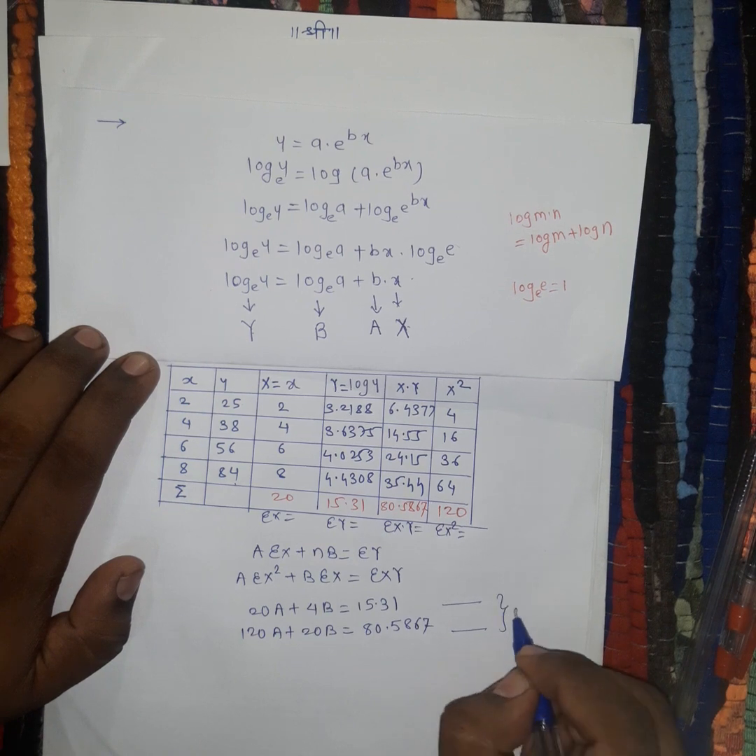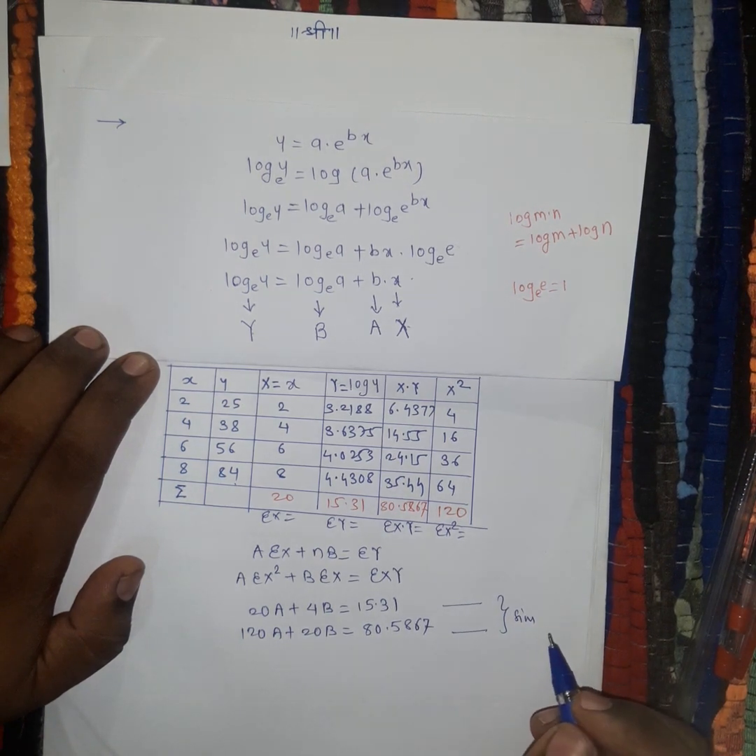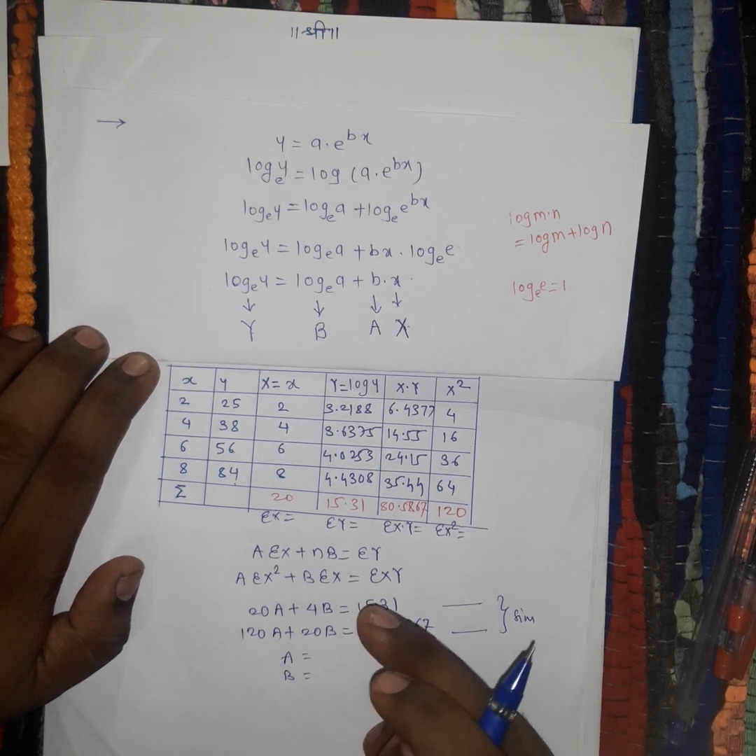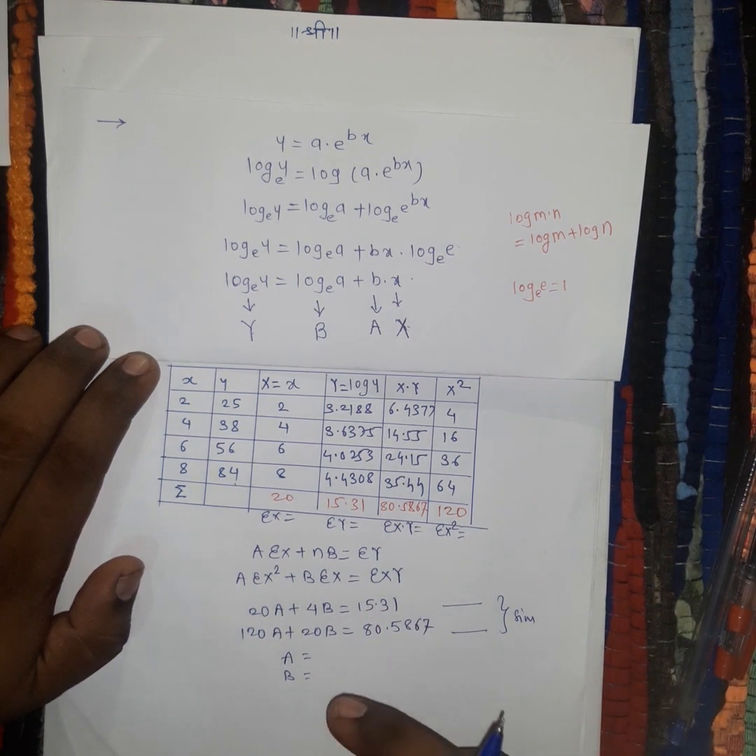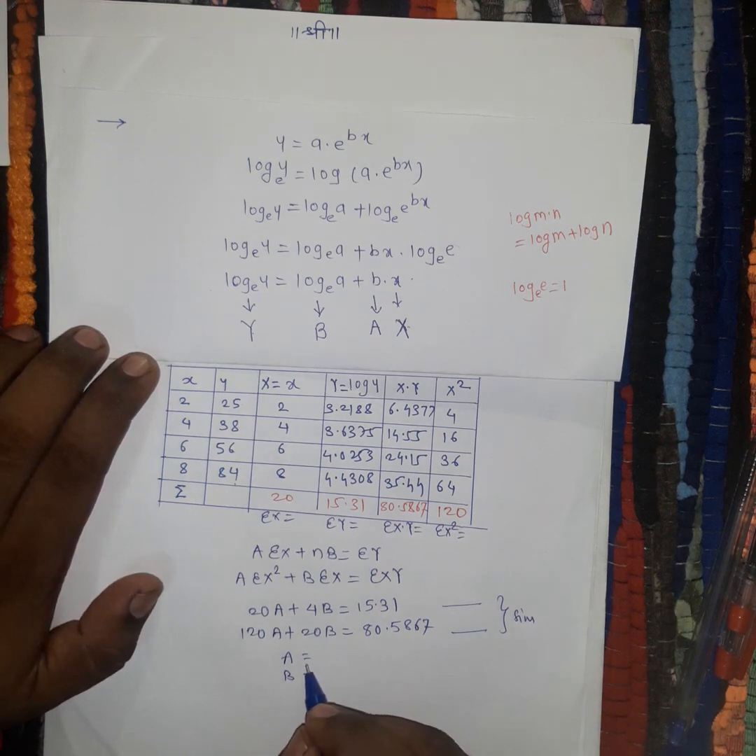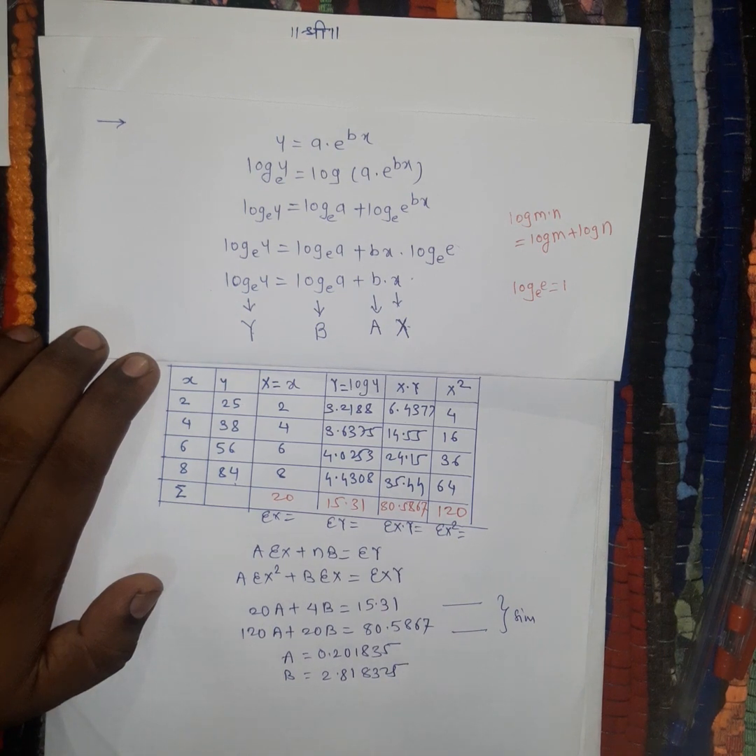We will solve these two equations simultaneously by using the calculator directly, and we will calculate the values for a and b. Those who don't know how to calculate these values directly from the calculator can refer to my previous video. In the description I have provided the link for the same. So by calculating these two equations directly, the values for a and b obtained are: the value of a is 0.2018, and the value of b is 2.818325.